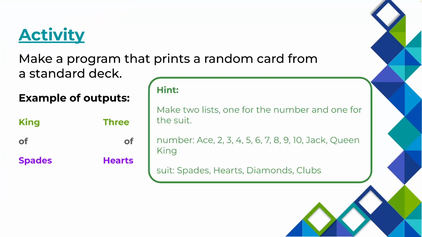Now let's take some time and do a more complicated activity. Let's make a program that prints a random card from a deck of standard cards. If you don't know, a deck of cards essentially has 52 cards, and these are composed of ace, 2, 3, 4, 5, 6, 7, 8, 9, 10, jack, queen, and king, which are our card numbers, and a suit, which are spades, hearts, diamonds, clubs. We want to output king of spades, 3 of hearts, or just any other card. So notice we are choosing one number and one suit. How can we do this? Take a moment and implement it on your own. Feel free to pause the video.